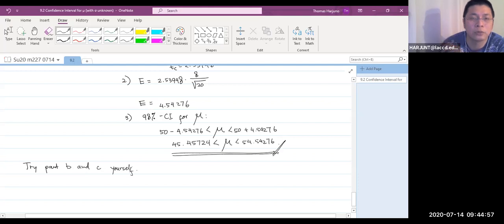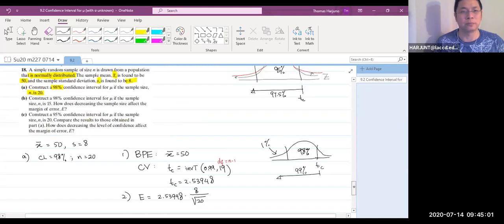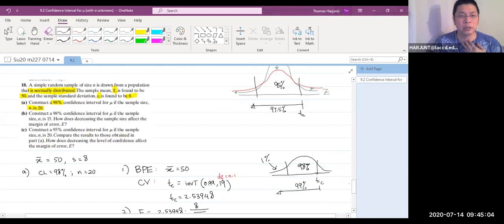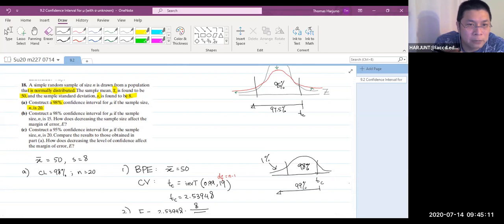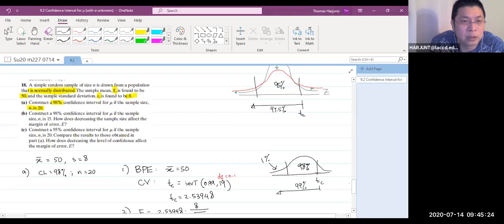Okay, I will not do that anymore here. It's the same procedure. In part B and part C, they change the sample size or the confidence level, and they want you to see how those changes affect the margin of error. You will see that the smaller the sample size, the larger the margin of error. The smaller the confidence level, the smaller the margin of error. You will come to that conclusion.